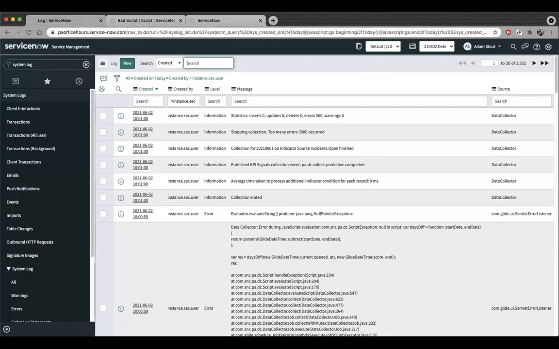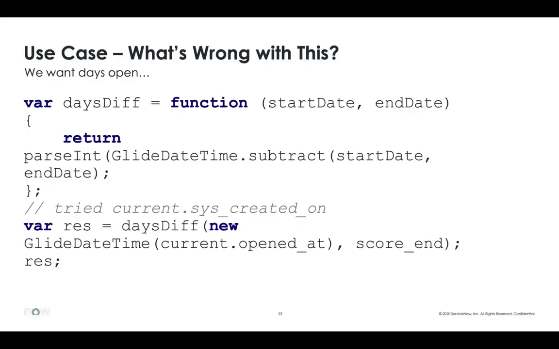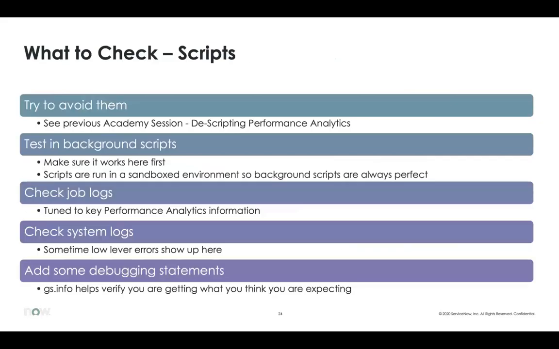And to wrap up what we have for scripts, I know we're just a little bit over. First of all, try to avoid scripts. Take a look at the Academy session on descripting performance analytics. We want to avoid them wherever we can. Time series, the ones we looked at, we actually might need. That's the primary use case for scripts in PA. But first of all, for scripts, try to avoid them.